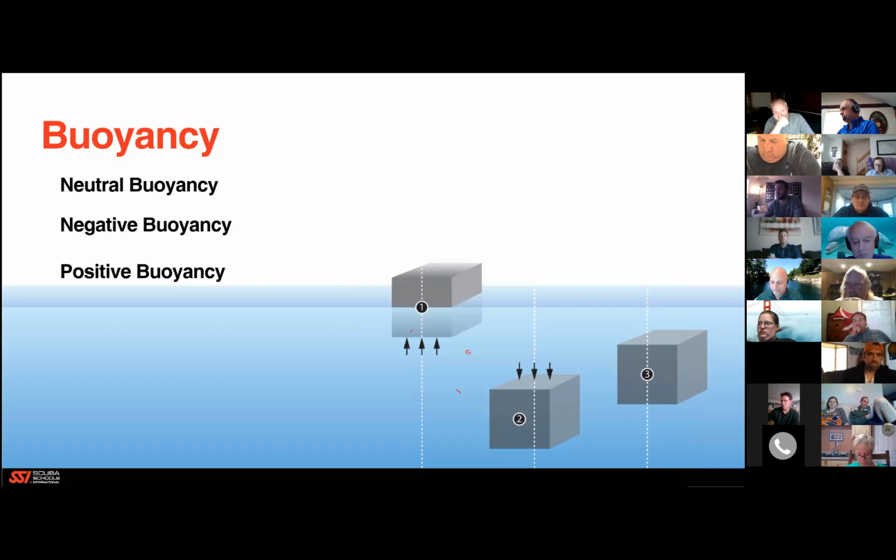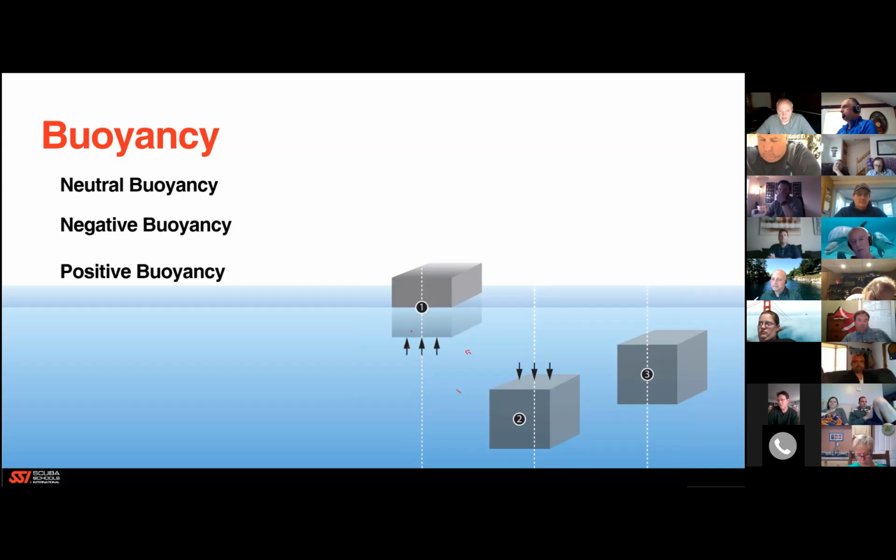There's positive buoyancy. If you take a ball and throw it in the swimming pool, it's going to float. If you take the ball and push it down into the pool two or three feet down, when you let go of it, it's going to come back to the surface. That's positive buoyancy. It's rising out of the water column.